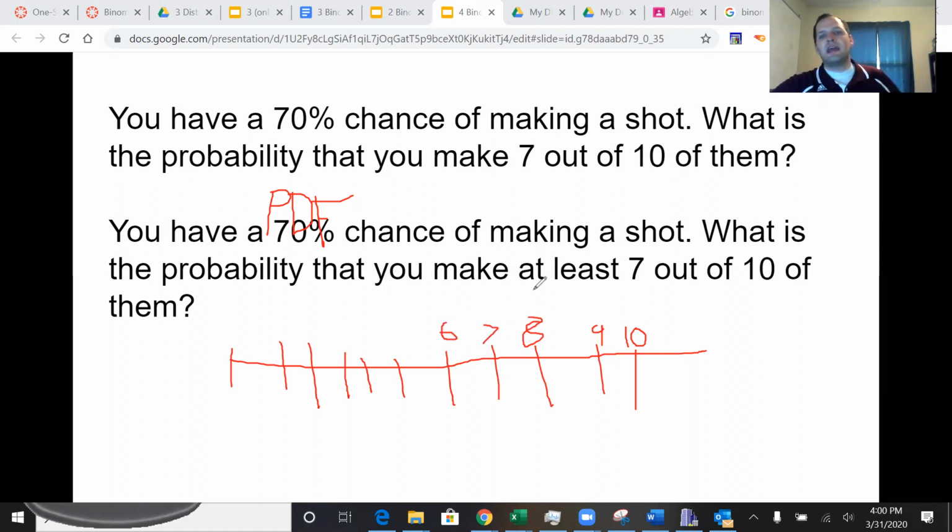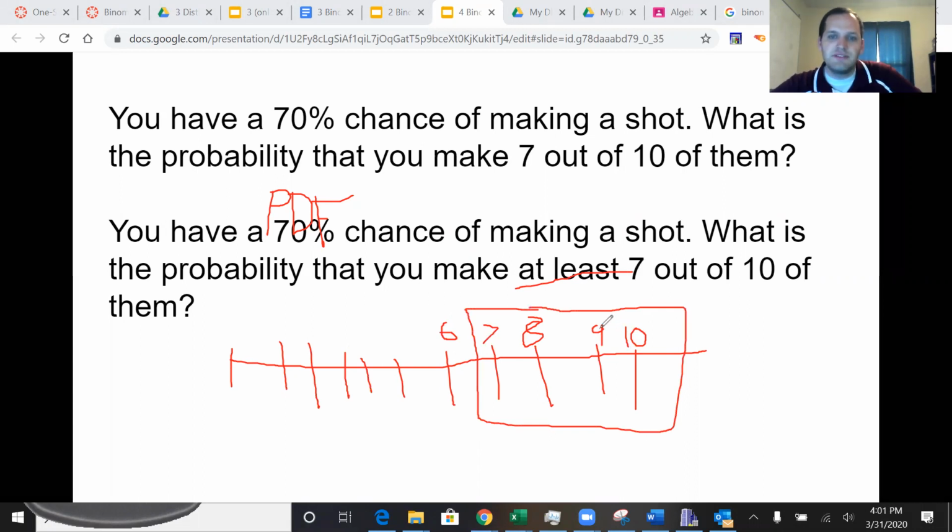All right, so we want to make at least 7. So what numbers could we be getting? 7, 8, 9, or 10. So is this going to be a CDF or a PDF? Is it just one probability, or an accumulation of multiple probabilities? In this case, it's an accumulation of these 4. So if it is an accumulation of multiple probabilities, that will be a CDF function, okay? And this is going to be CDF.